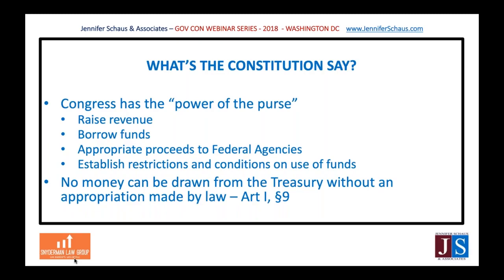Article 1, Section 9 of the Constitution says no money can be drawn from the Treasury without an appropriation made by law. So this is the critical piece of the budget, right? This is basically saying that money can't be pulled out of the Treasury and allocated to a federal agency unless Congress says that it's okay to do so. They have to do so by an appropriation law. So next slide, please.